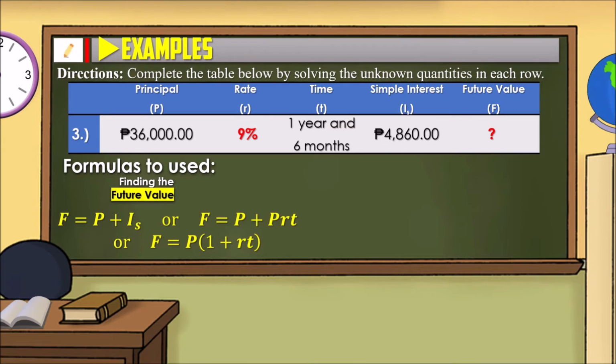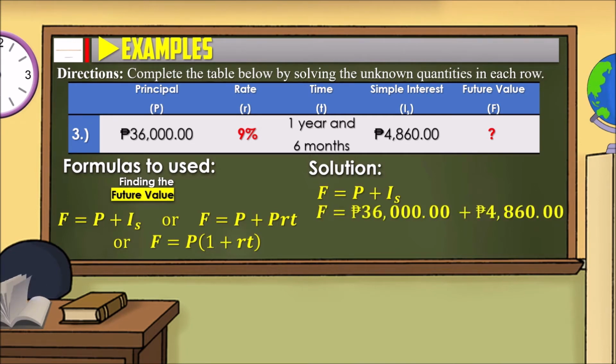Use the formula in finding the future value. Then, substitute the given to the formula. Now, perform the operation. The final answer for future value is 40,860 pesos.